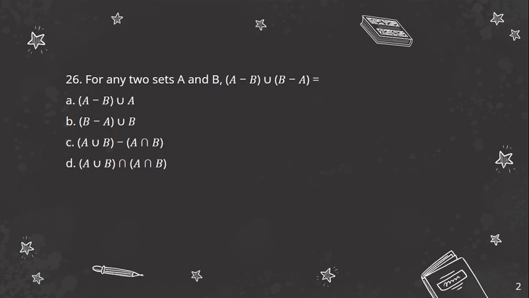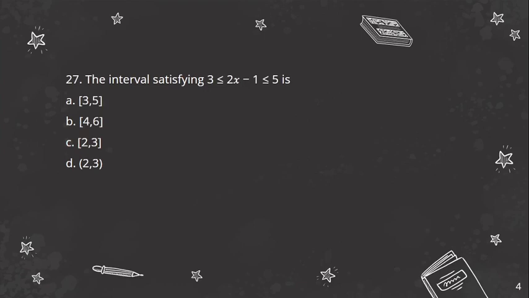Let's go with this question. So 26. For any two sets A and B, A minus B union B minus A is equal to... The correct answer is option C, A union B minus A intersection B. The correct answer is option C, because when we put these values here, the answer will be this.